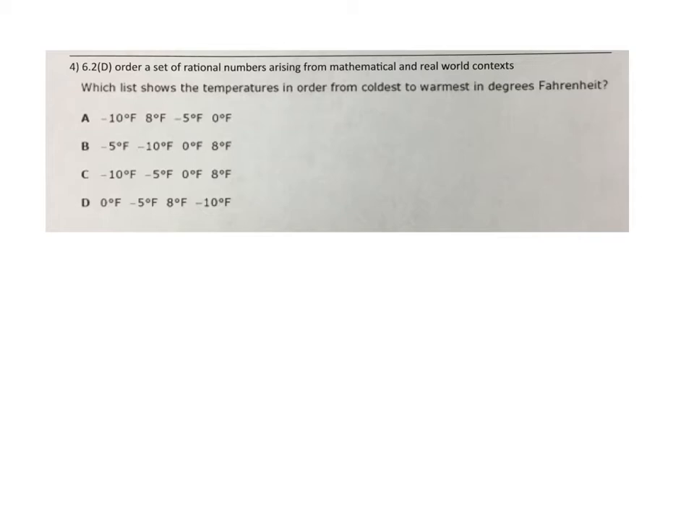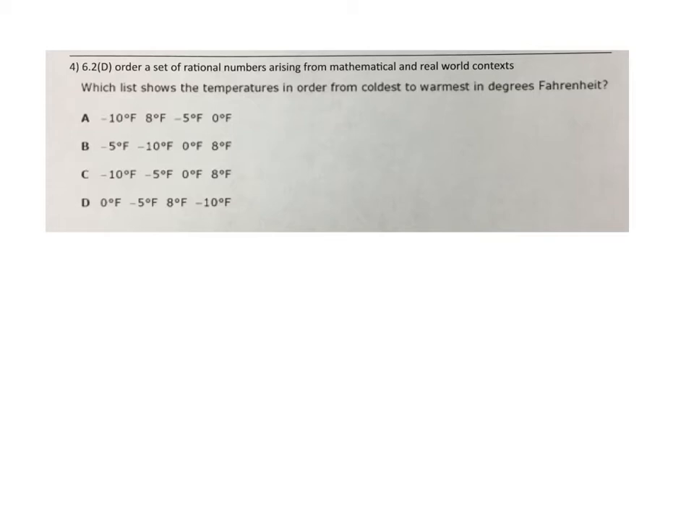Number 4, TEK 6.2d, order a set of rational numbers arising from mathematical and real-world context. The question says, which list shows the temperatures in order from coldest to warmest in degrees Fahrenheit? A, -10 degrees Fahrenheit, 8 degrees Fahrenheit, -5 degrees Fahrenheit, and 0 degrees Fahrenheit.